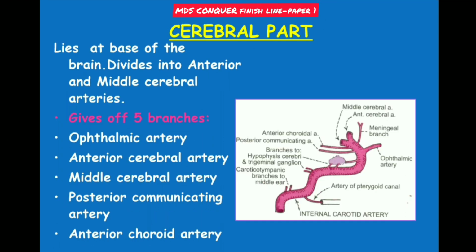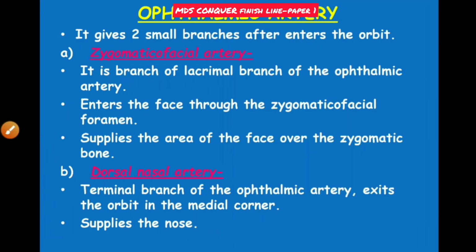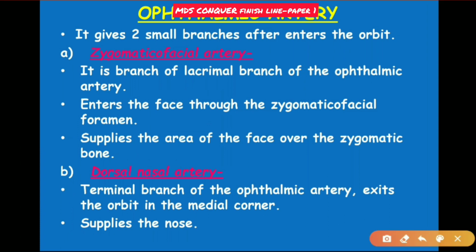And the cerebral part gives rise to 5 branches: ophthalmic artery, anterior cerebral artery, middle cerebral artery, posterior communicating artery, and anterior choroidal artery. Then the ophthalmic artery will give rise to 2 small branches, that is the zygomaticofacial artery and the dorsonasal artery.